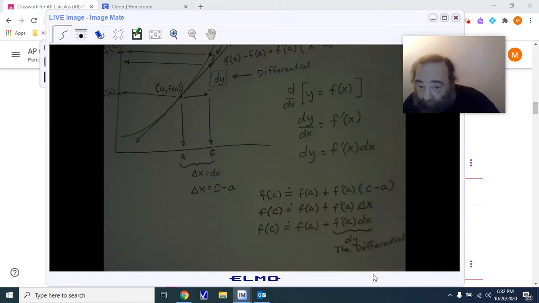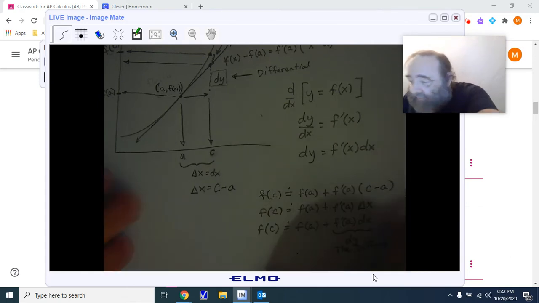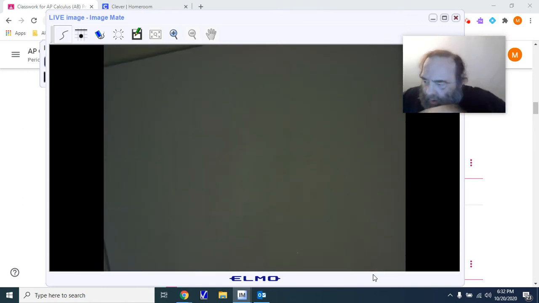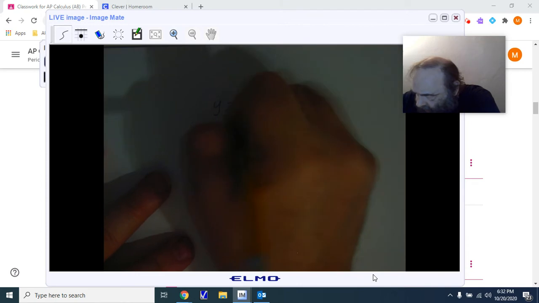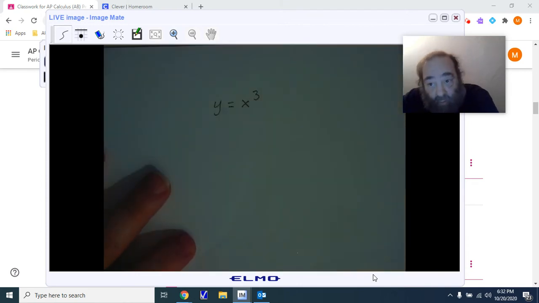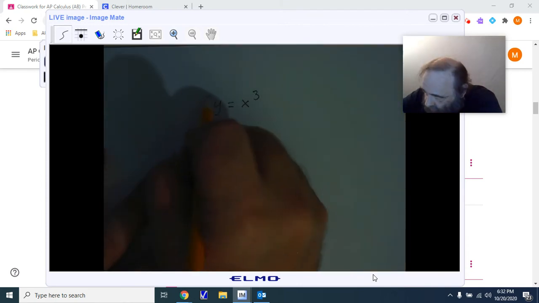So, the differential is dy. We find dy/dx, then we move the dx. Not too bad, is it? Well, let's take a look at finding a couple of differentials and make sure. Let's take y equals x cubed. We're going to find our differential.